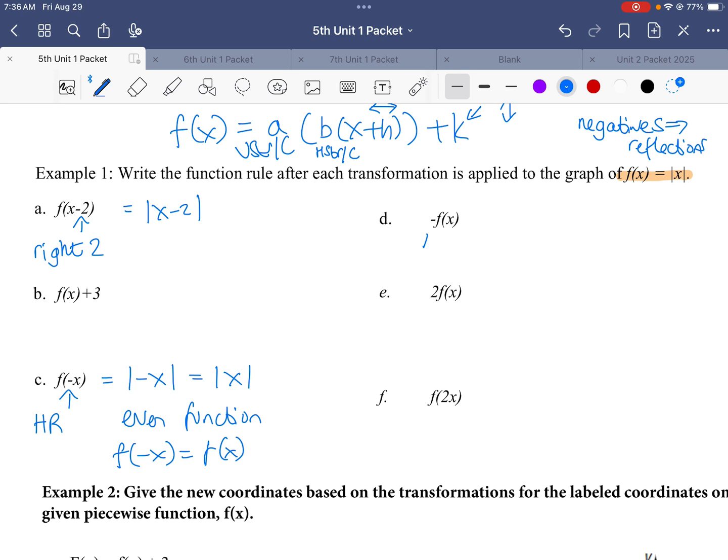Okay, then we have a reflection again. Negatives mean reflection. Here, this is a vertical reflection or a reflection over the x-axis. So in other words, we're going to put a negative out front. Okay, and I would like you to do E and F. You can check your answers with the key in the classroom.